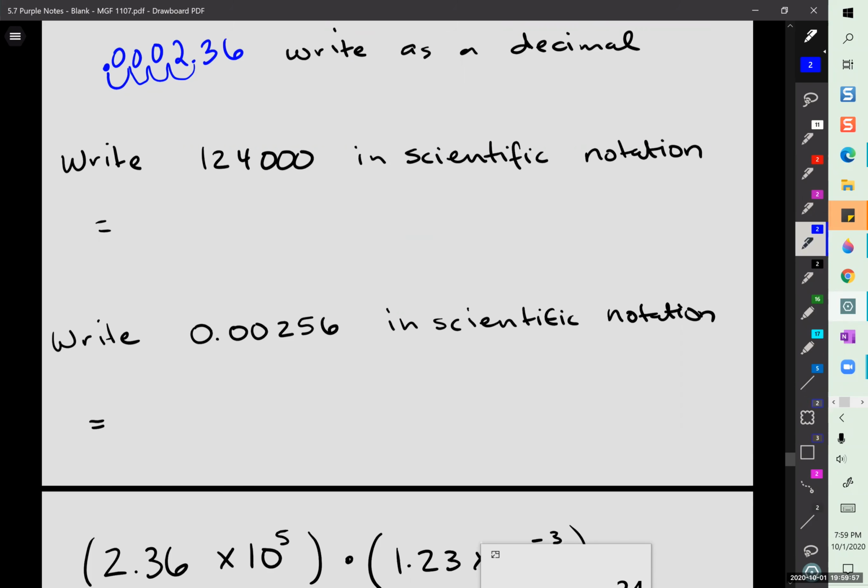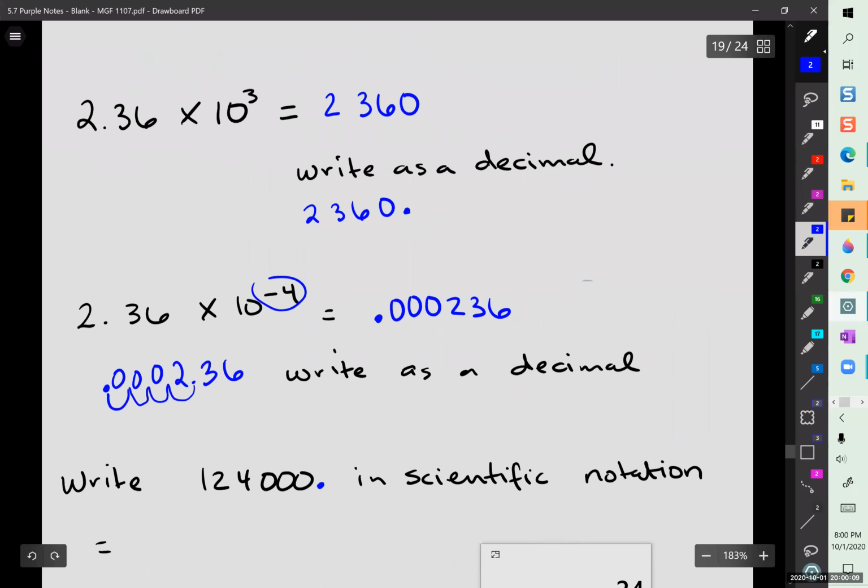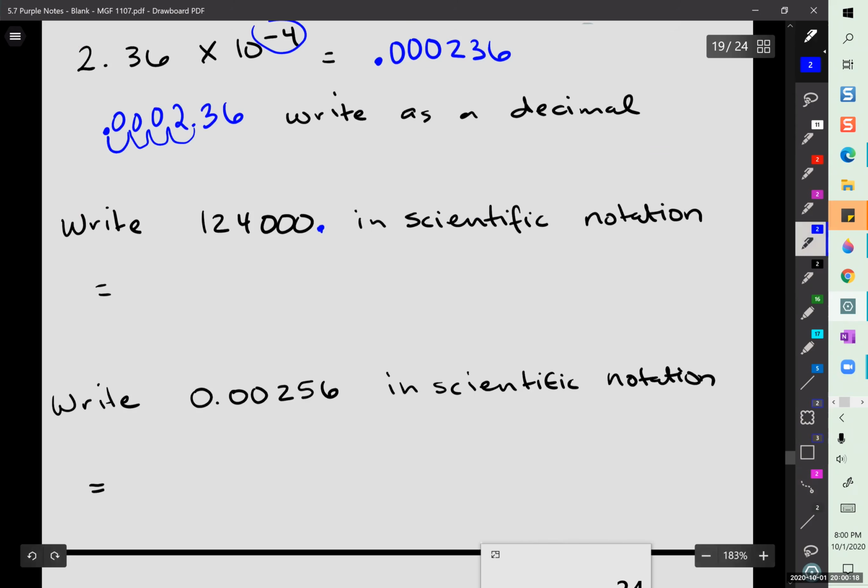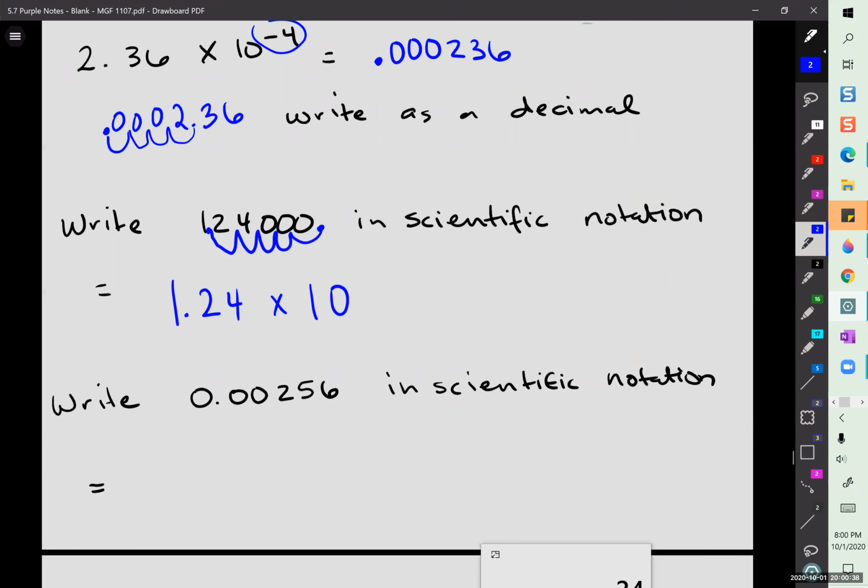In this case, if there's not a decimal written, it's always to the right of the last digit, right? And then we want to move that decimal place until we get a single number in front of it. The decimal was right after the first digit. So if we're having to go here, 1, 2, 3, 4, 5. So this would be 1.24. We had to move it 5 places, but here we have to decide should the 5 be positive or negative.